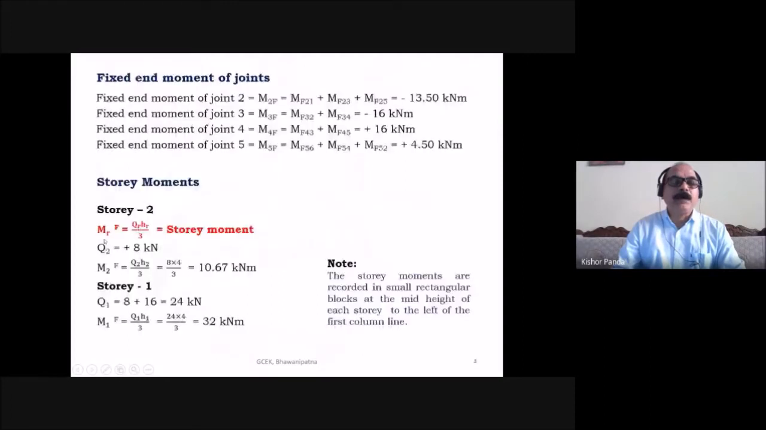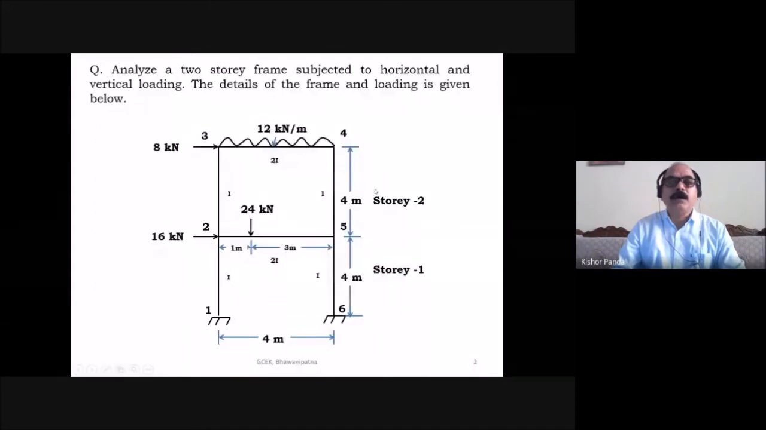So find out MRF. First you find out for story 2 what is the story moment, then find out for story 1 what is the story moment. Because due to this horizontal loading, you have to find out the story moment for story 2, and due to this loading, the story moment for story 1. So when we are considering story 2, you have to take only the loading acting at joint 3, 8 kilonewton.